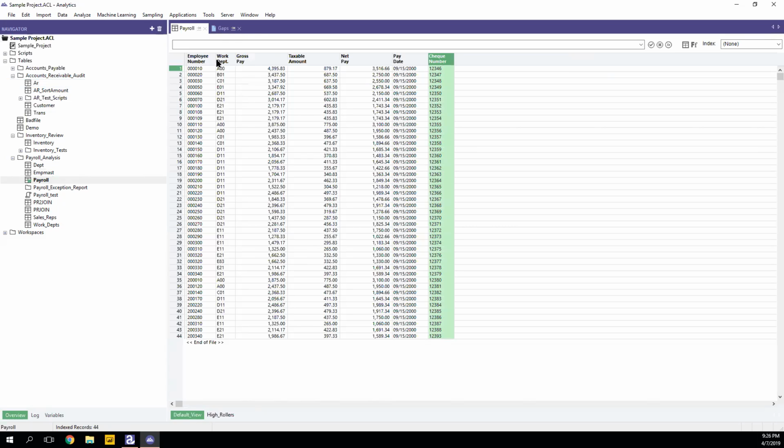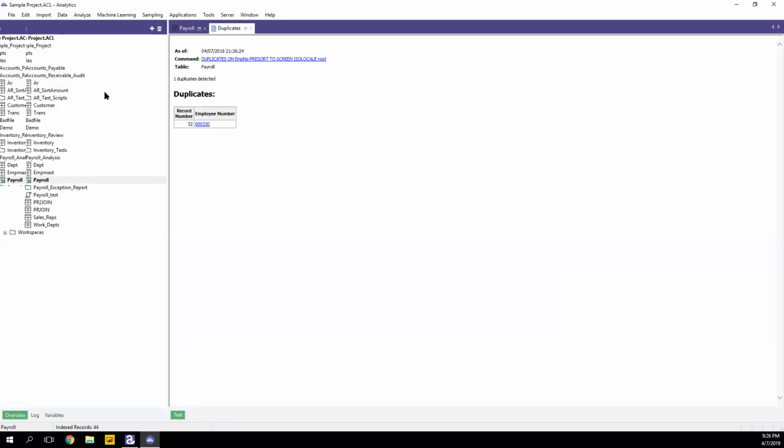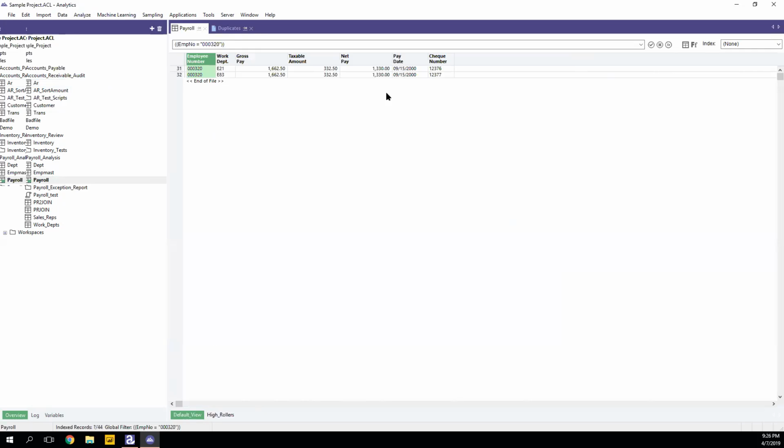Any duplicate employees in here? Here we go. Analyze duplicates. Okay, 320. Okay, so 320 has been duplicated. Check 76 and 77.